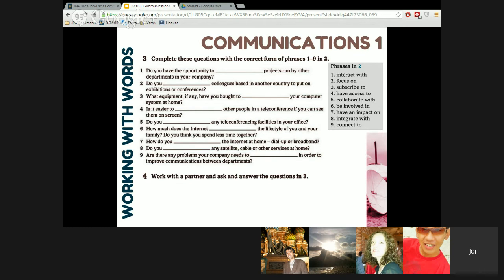Okay, Sergio, we're on to 7. How do you blank the internet at home? Dial-up or broadband? This book is so old that there is such a thing as dial-up. We don't have dial-up anymore. If you have dial-up, I feel sorry for you. How do you connect to the internet at home? That's it. I think we need to update this material. It's too old. Everyone knows connect to.